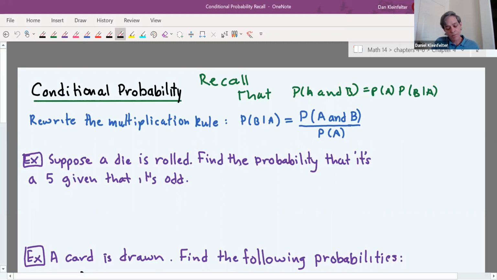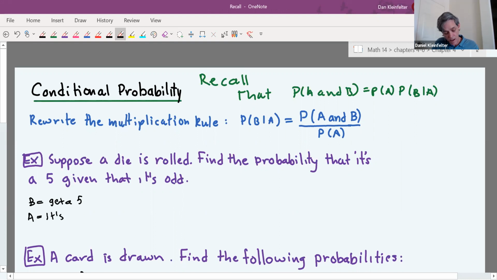Suppose that a die is rolled. We want to find the probability that it's a 5 given that it's odd. This is a problem that's simple enough that we could do it by just drawing a picture and figuring it out, but I wanted just to illustrate how this formula up here in blue is going to work. Okay, so let me first label some of these events. Let's say B will be get a 5, and A will be it's odd. Then we want the probability of B given A.